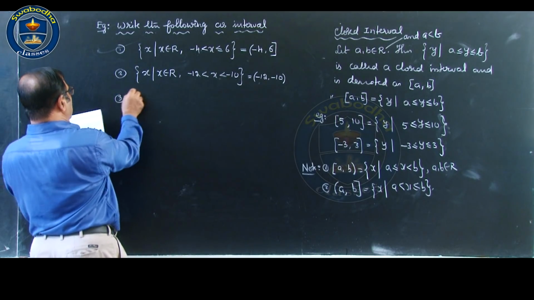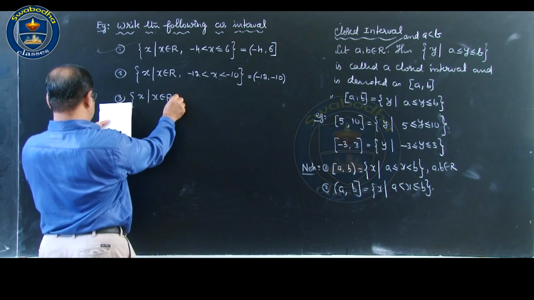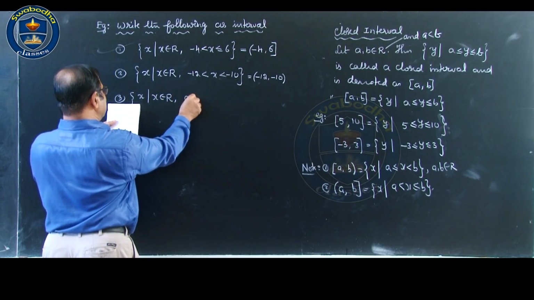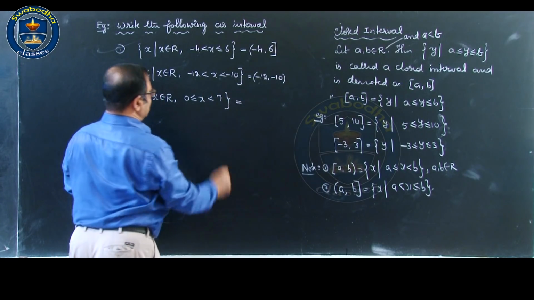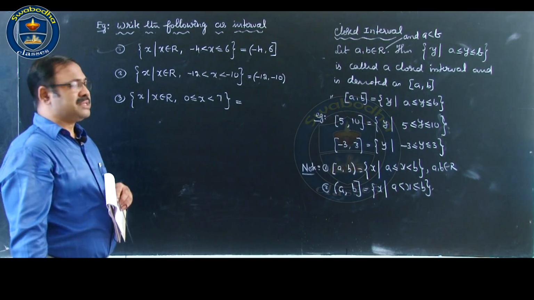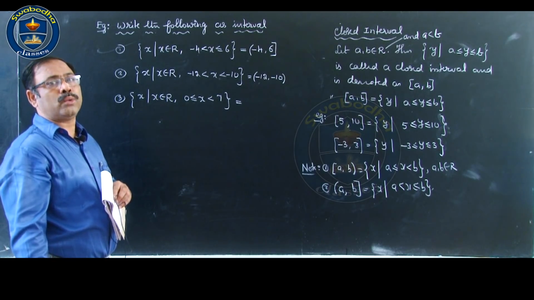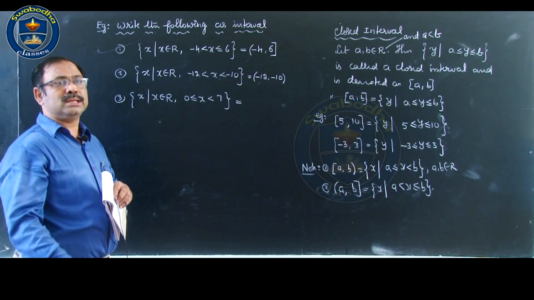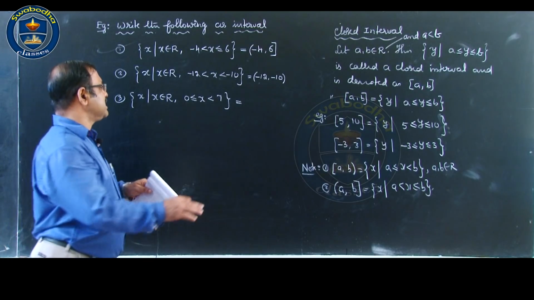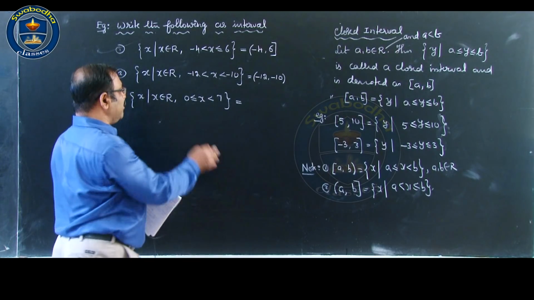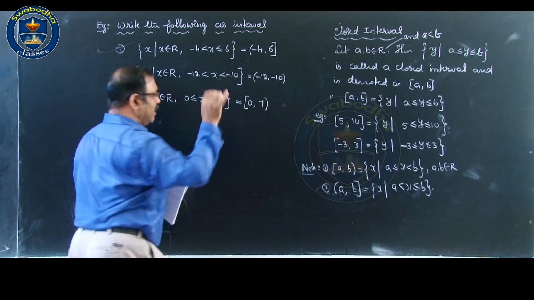Then one more example, the set of all x such that x belongs to R, 0 less than or equal to x less than 7. See, once again, x is greater than or equal to 0, so 0 is included, but it is strictly less than 7, which means 7 is not included. Therefore, it is closed from the left, open from the right.